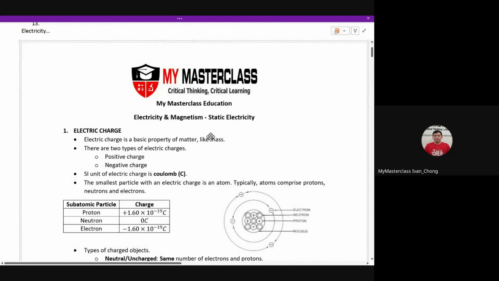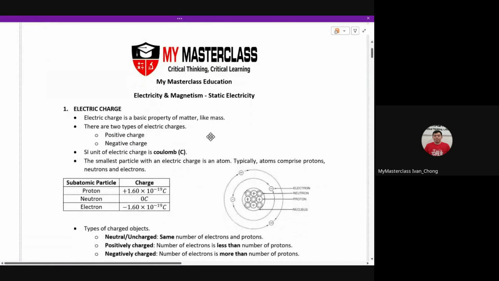Okay, so for this chapter itself, this is your first chapter on electricity. So we're going to learn about your different components of electricity and what actually is electricity first. Okay, so we're starting on this chapter called static electricity first. So what is an electric charge?